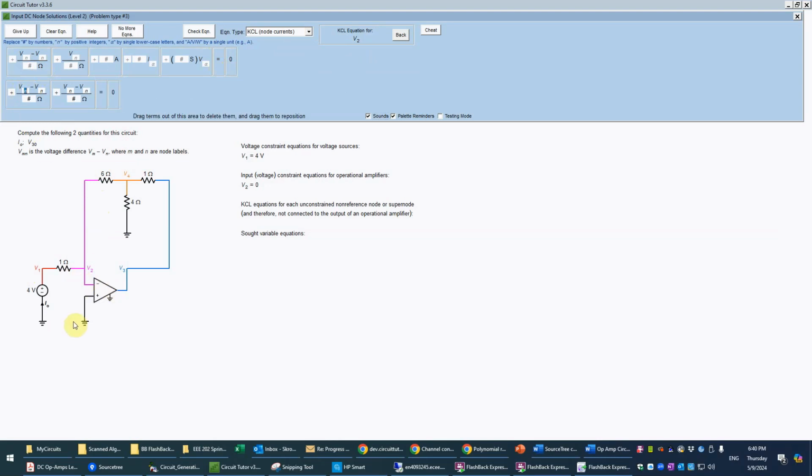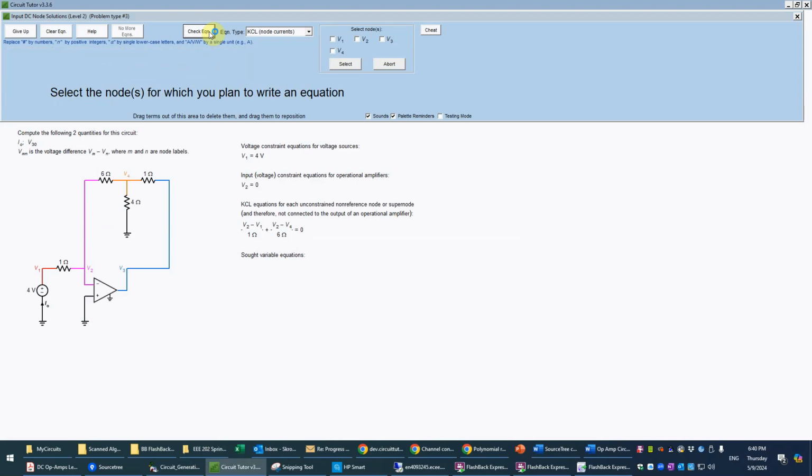So the current through the 1 ohm will just be V2 minus V1 divided by the 1 ohm. And then the current going from V2 to V4 will be V2 minus V4, the voltage difference that's driving that current, divided by the resistance in that circuit, 6 ohms, using, again, Ohm's law. So we'll now check that equation, and that is correct. So now we'll consider node 3. So I want you to think for a moment if we can write a KCL equation for node 3.